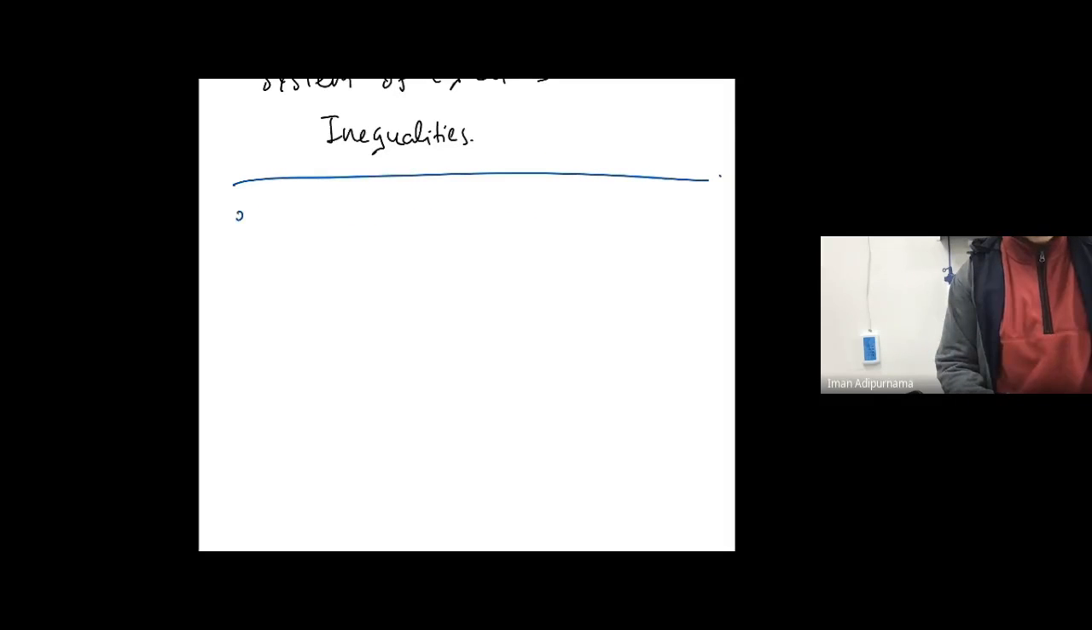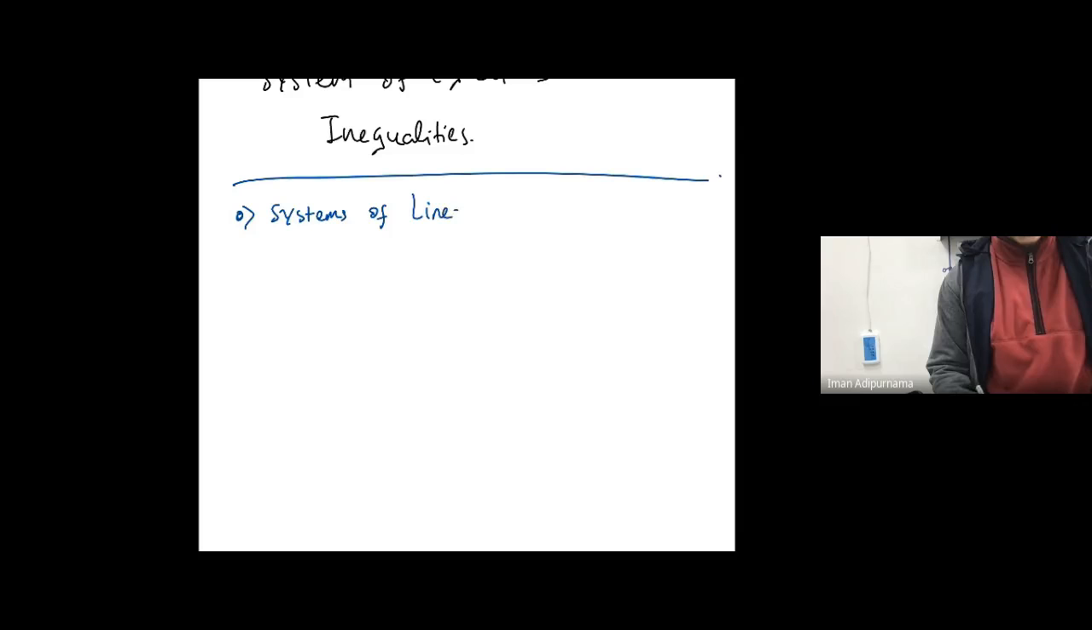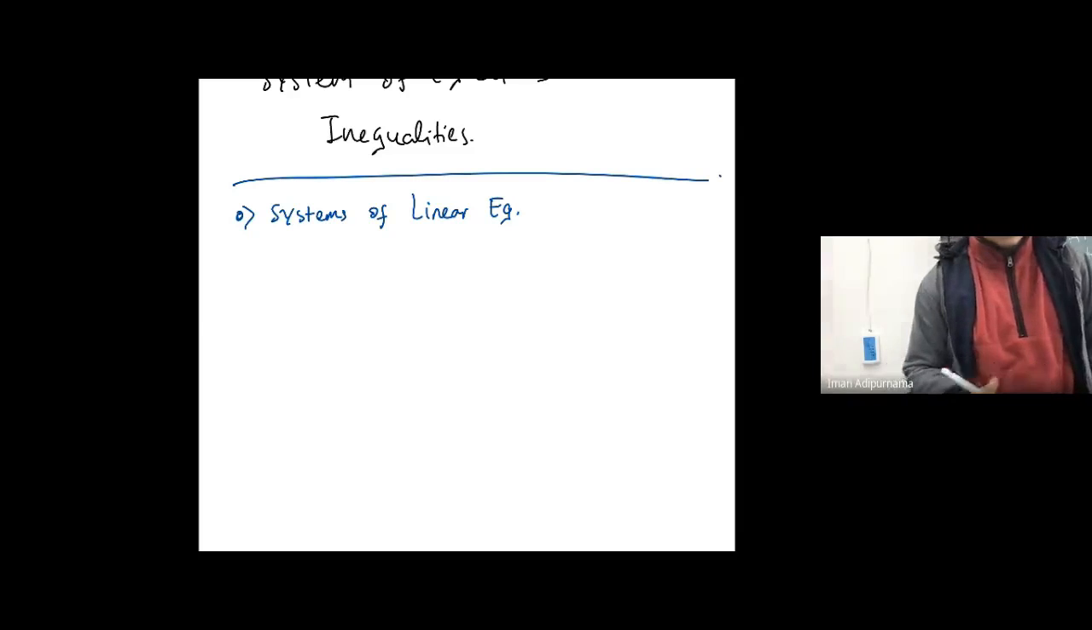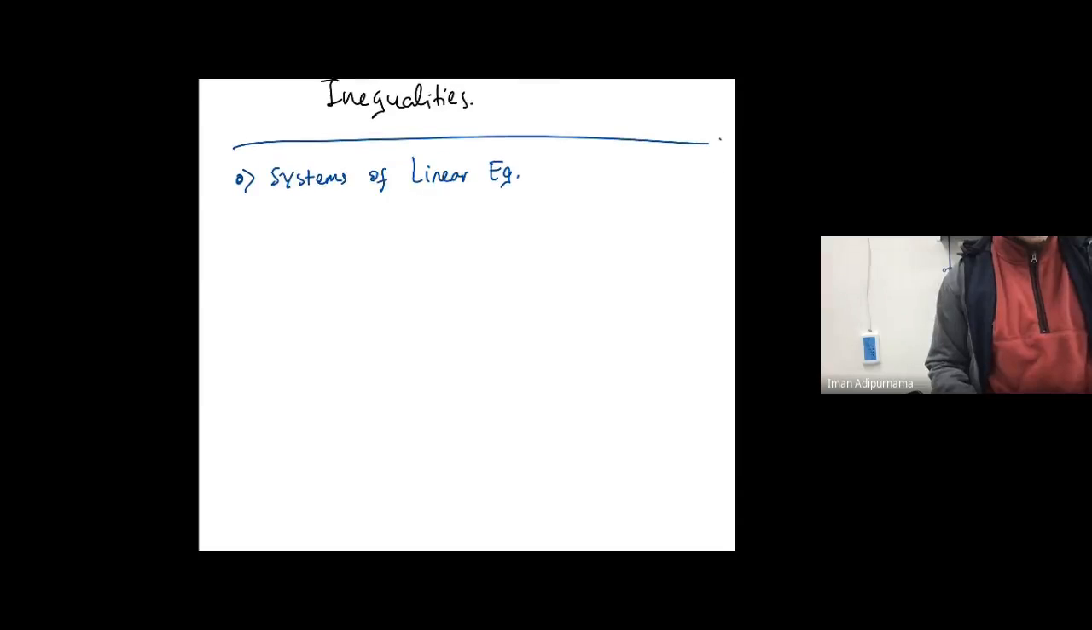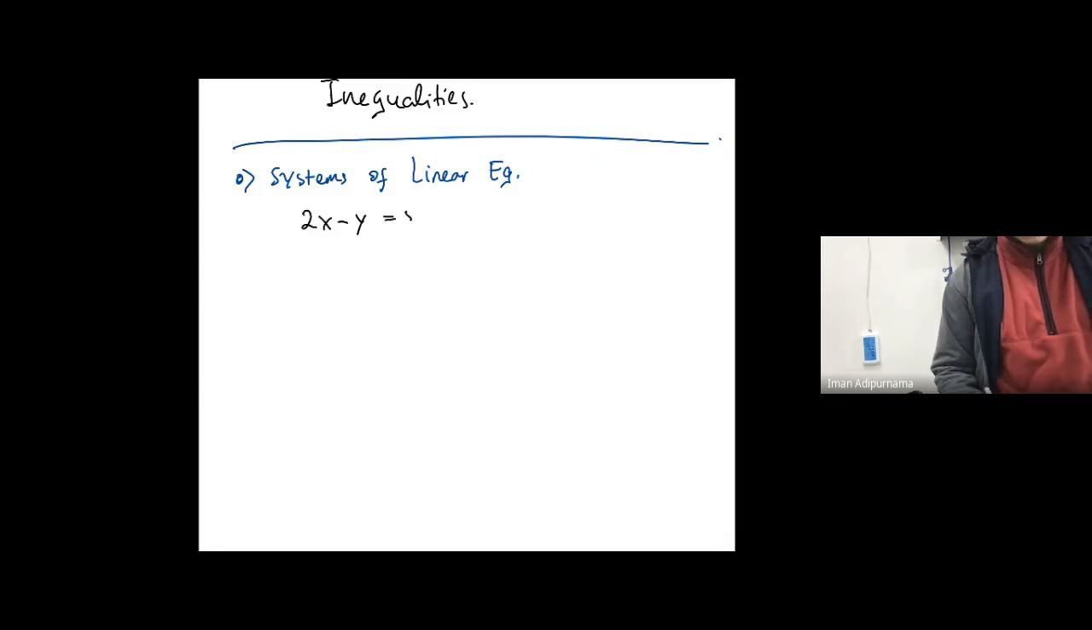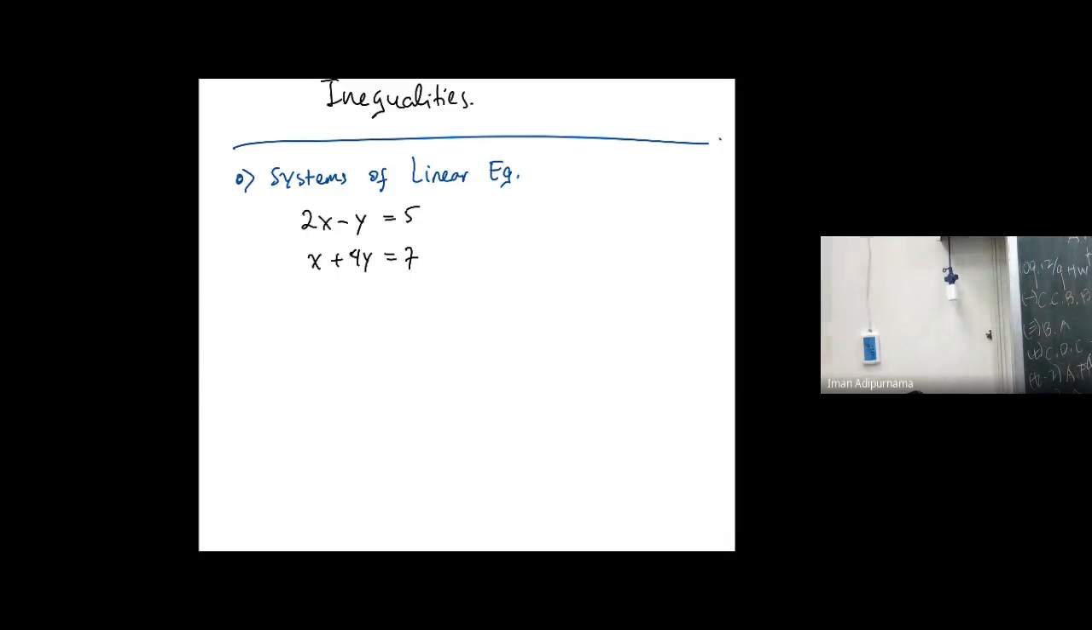So first, what we are dealing with is systems of linear equations. I believe this should be easy, so I'm just reviewing. Of course, we already learned how to find the solution, right?